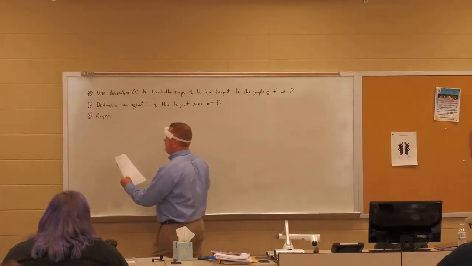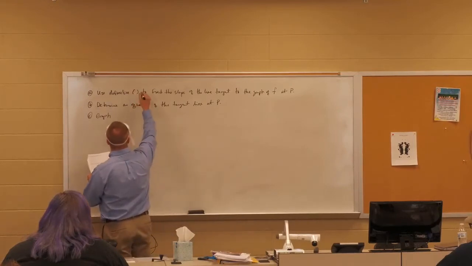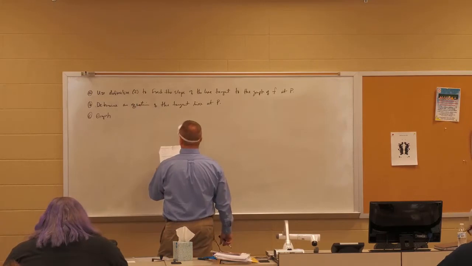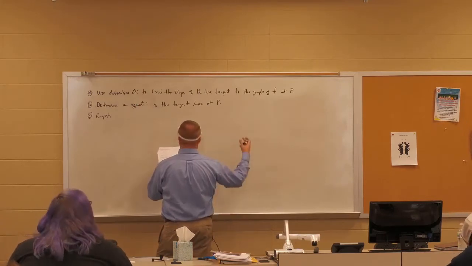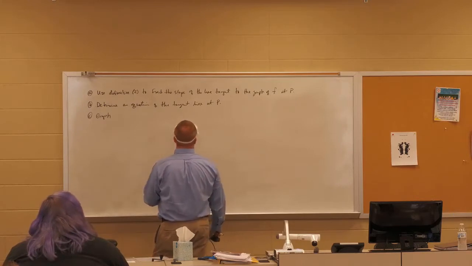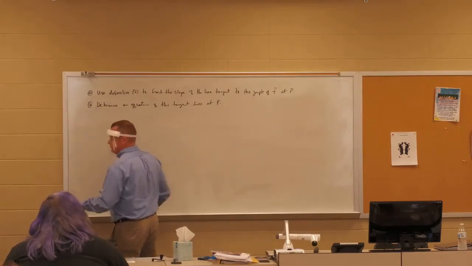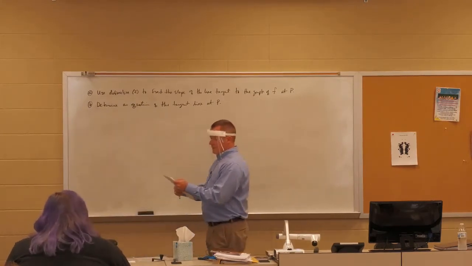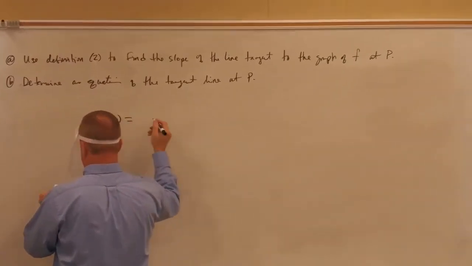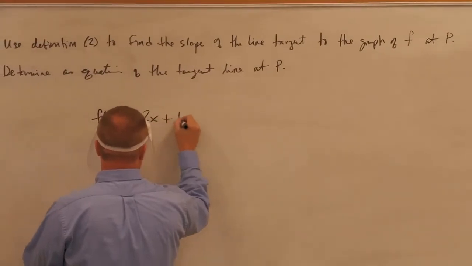Our directions now will say use definition 2 to find the slope of the tangent to the graph of f at p, and then determine an equation of the tangent line at p. We don't say graph anymore. So f of x equals 2x plus 1.